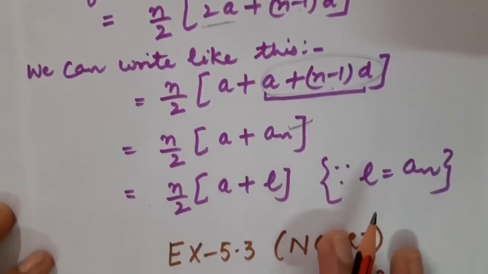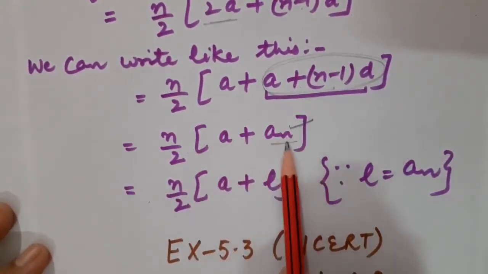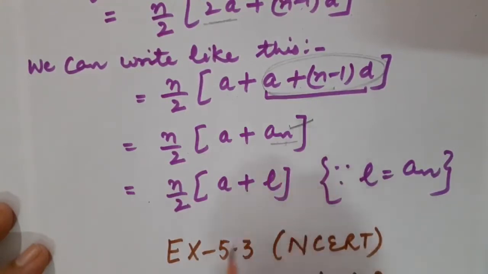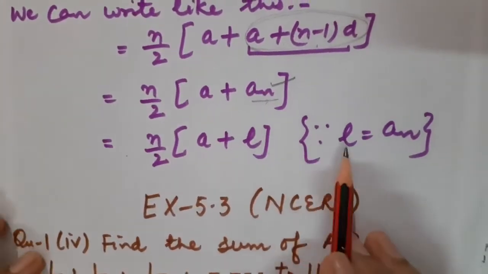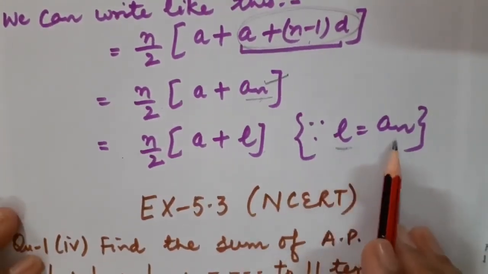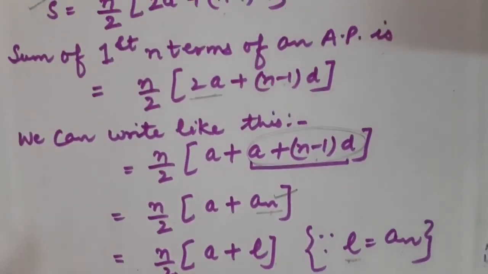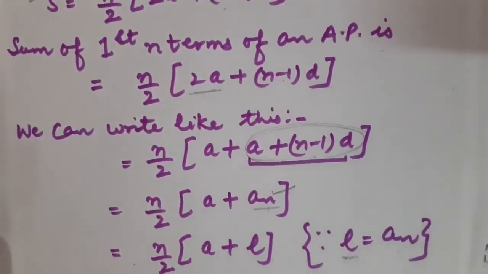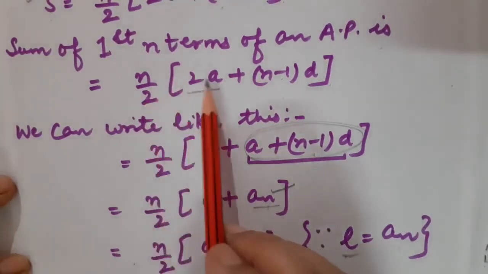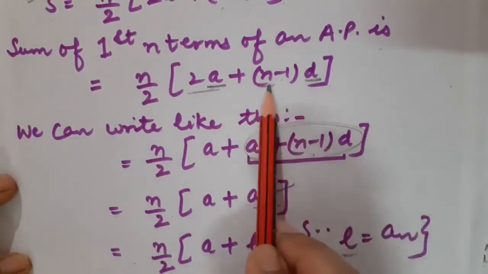So how can I write it? This can be written as n by 2 into a plus an. And children, you know that an is nothing but the last term of AP. So we can write it like L also. So it would become n by 2 into a plus L. Because last term we show it like an or an is shown like L also. Clear, children? Now you will be having basically three formulas to calculate the sum of first n terms of AP, the very first formula, in which you require a and common difference d and of course number of terms.